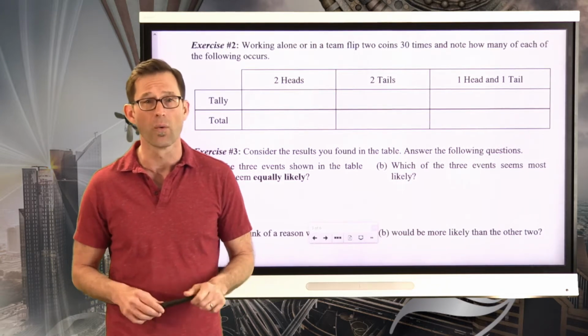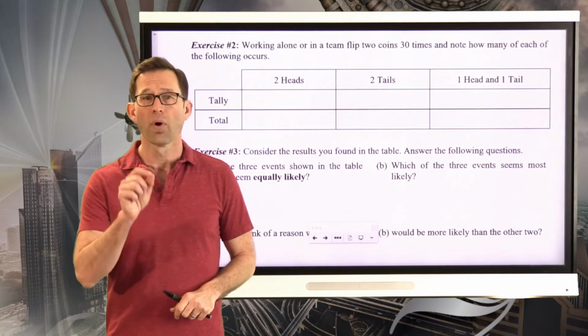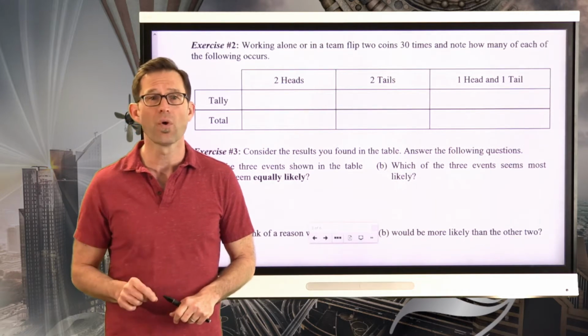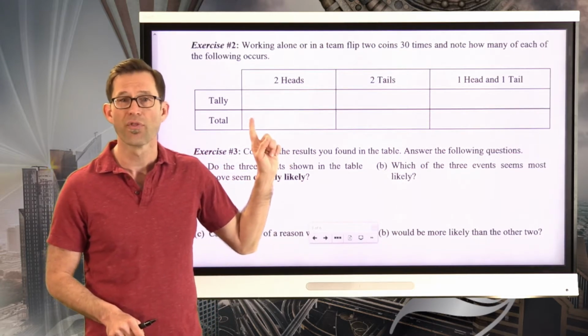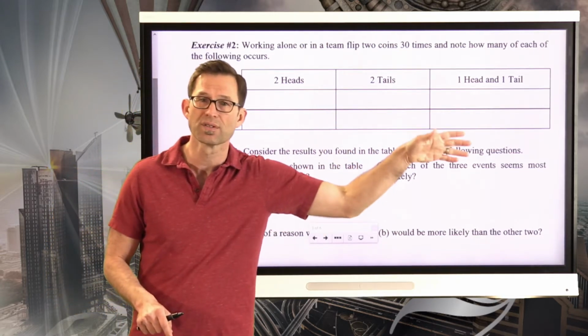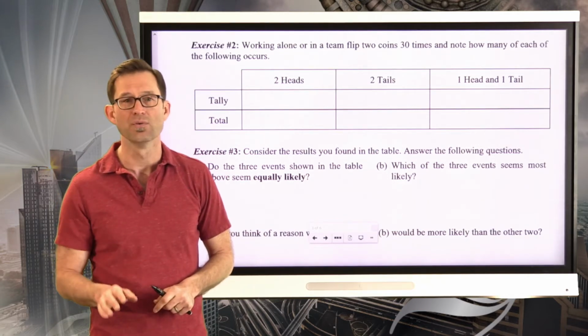This is going to take you a little while. This could take you 5-10 minutes, and that's okay, okay? Pause the video, flip those two coins 30 times, and then figure out how many total times of the 30 you got two heads, two tails, one head, and one tail. Pause the video now. Take as much time as you need to do this.